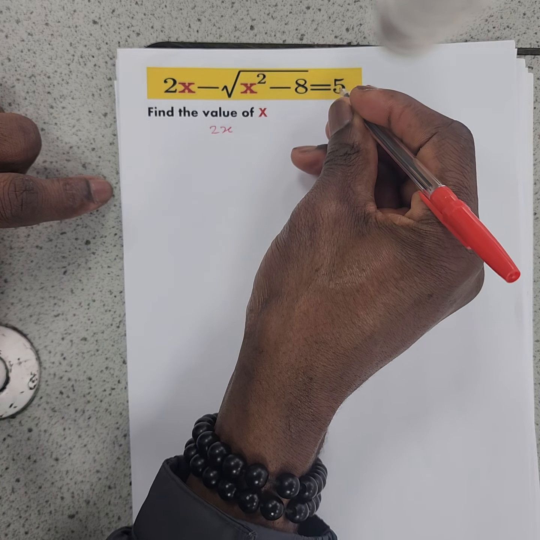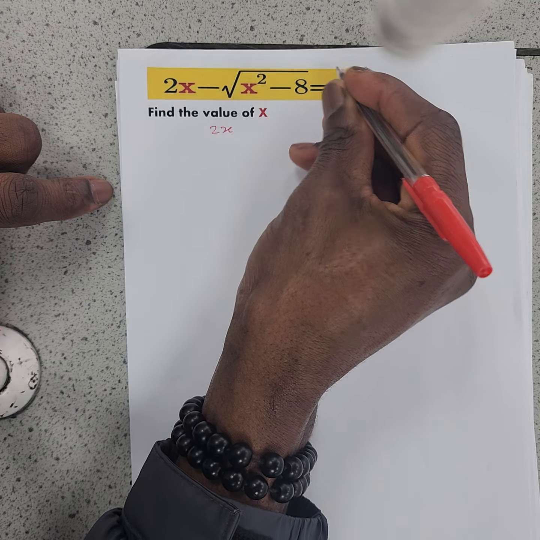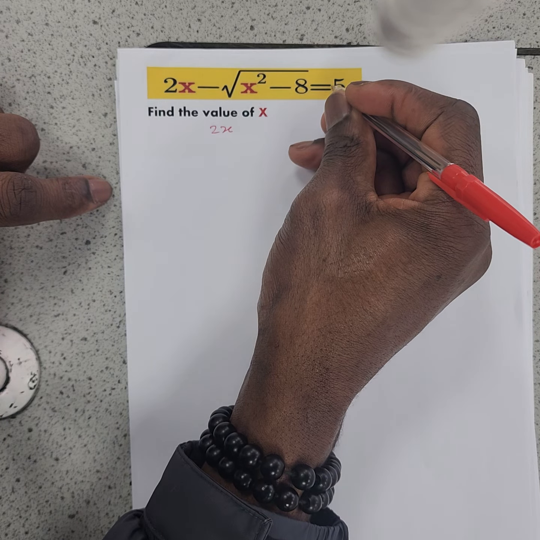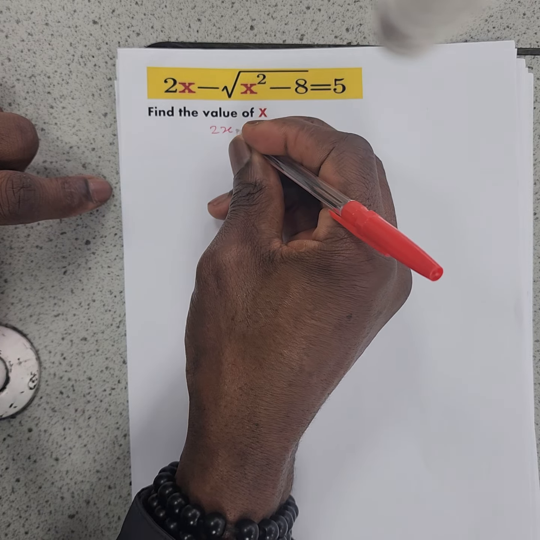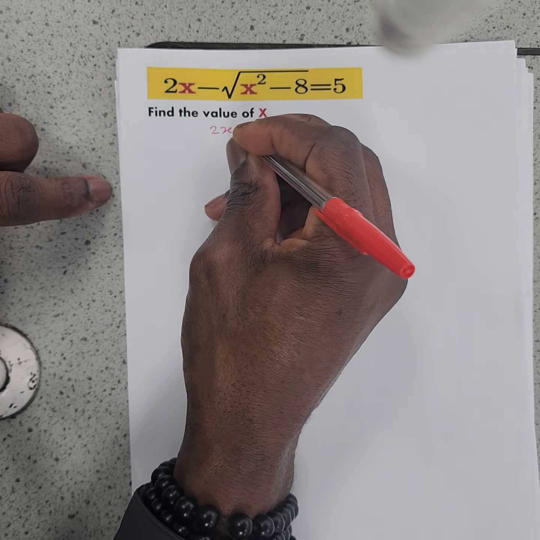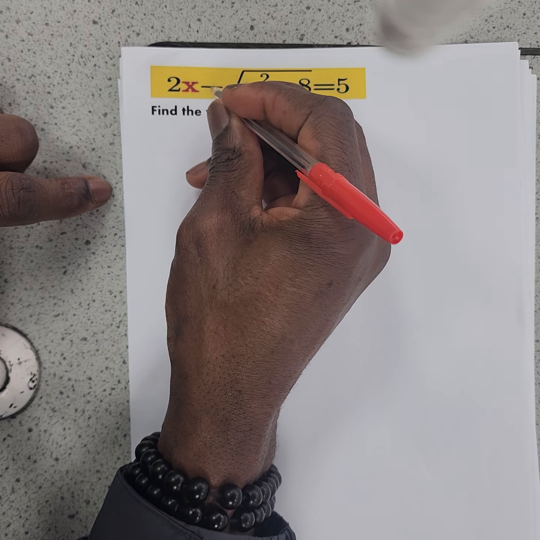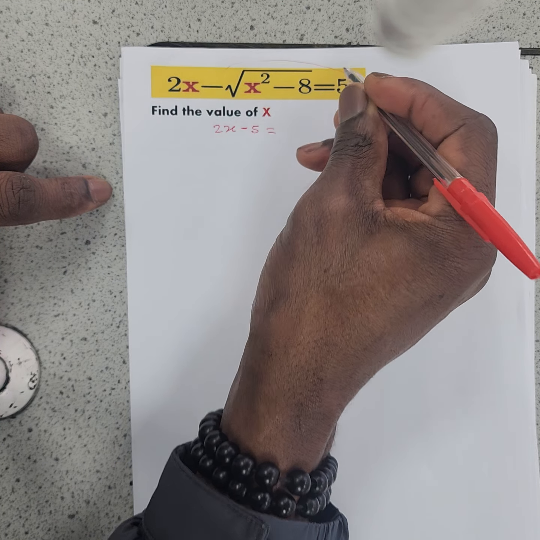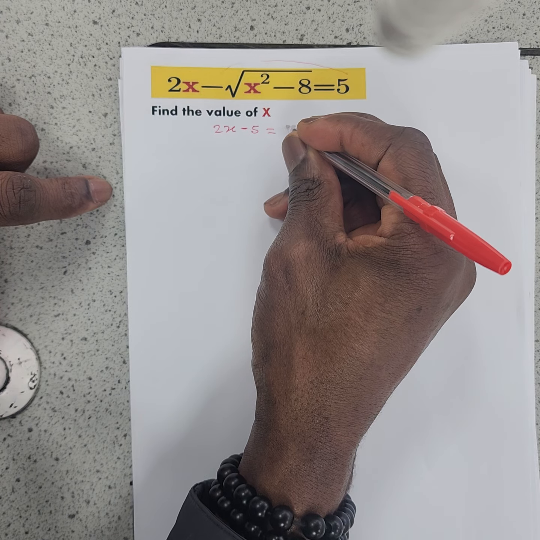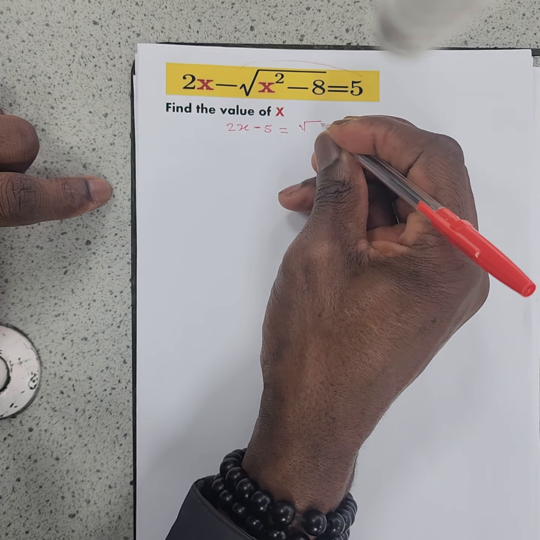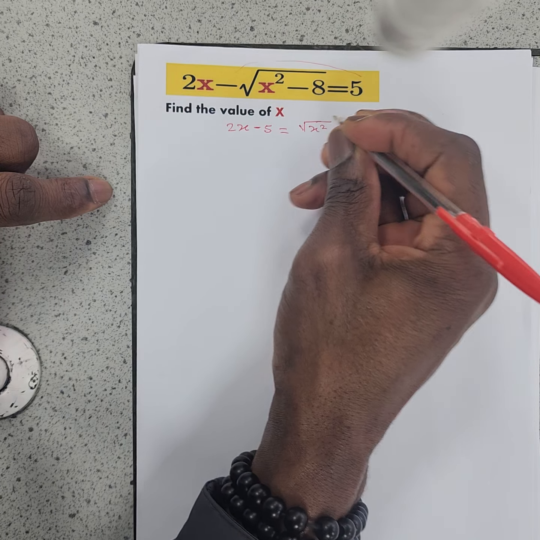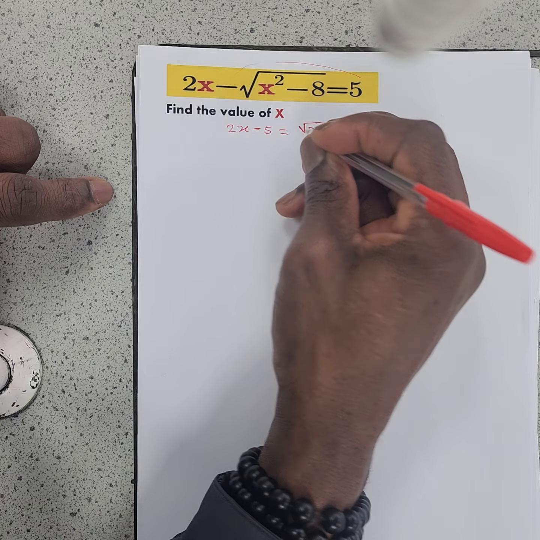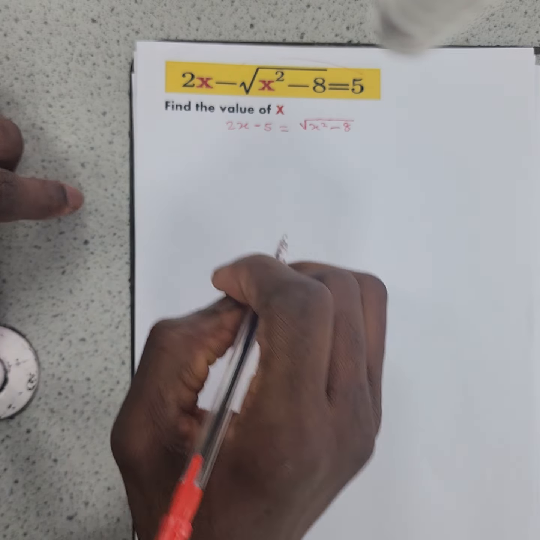2x. Bring this 5 from this right hand side to meet the 2x on the left hand side. The sign here is plus. By the time it changes position, it becomes minus 5 equals to, the radical has a negative sign here. By the time it moves over from here to this side, it becomes positive. Therefore, we're going to have just square root x squared minus 8. So you can see that the radical has been isolated.